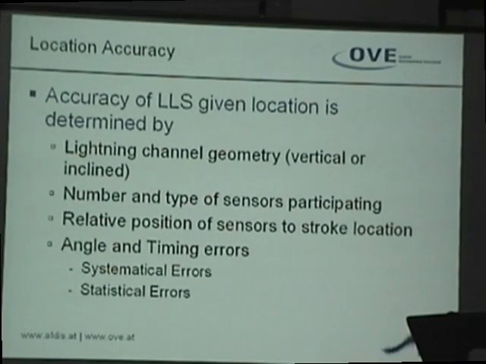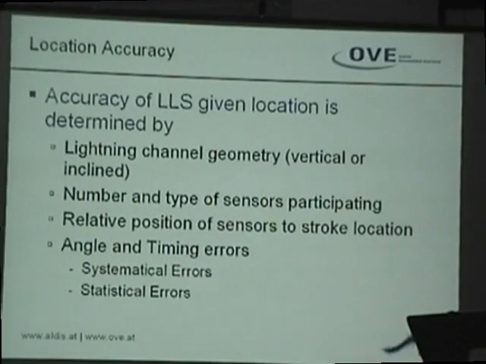What determines the accuracy of a stroke? Of course, the channel geometry. A stroke that is mainly horizontal, or has a lot of horizontal components, is harder to detect than a stroke that is strictly vertical. The number of sensors participating is also very important. If all the closer sensors detect a stroke, then the final accuracy will be higher. And of course, the position of the stroke relative to the sensors in the network.